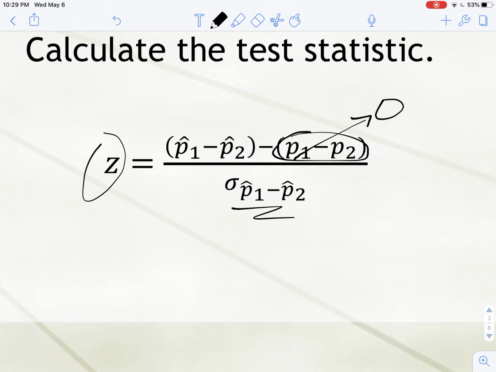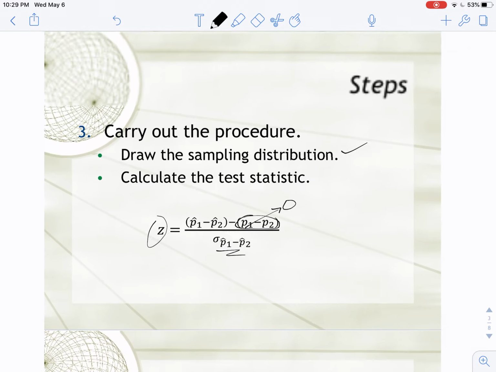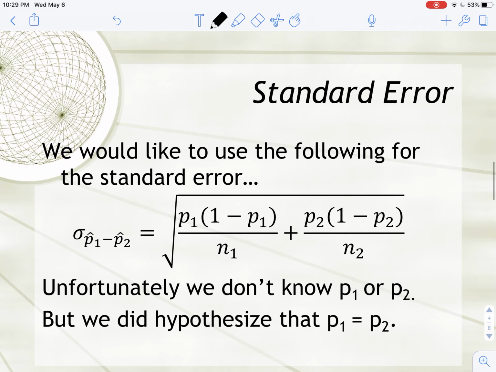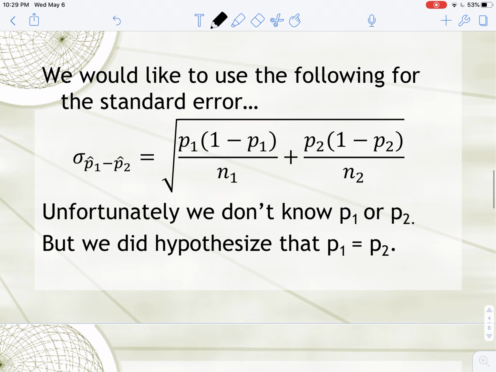And then we're going to divide by our standard error. So let's think about our standard error a little bit. So we would like to use the following for our standard error: square root of P1 times 1 minus P1 over N1 plus P2 times 1 minus P2 over N2. The problem with this is that we don't know P1 or P2. So what we've done with an interval is we just replace P with P hat in all of those places.